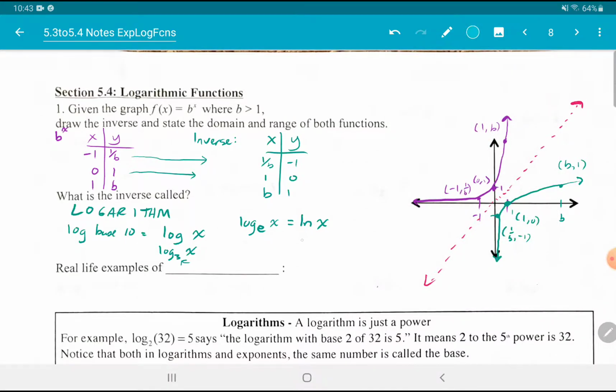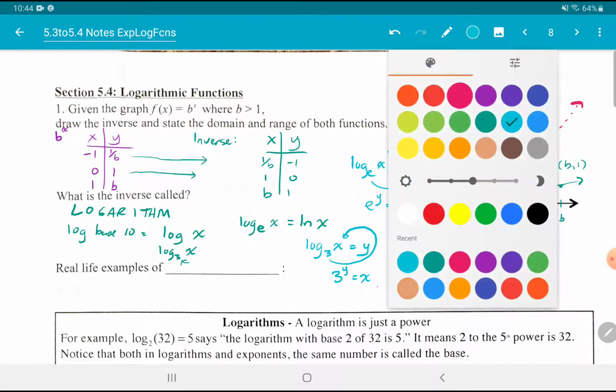Okay, so if I have an example of, let's say, log base 3 of x equals y, then using the loop trick, converting that into an exponential, we can say 3 to the power of y equals x. That's how you can rewrite it as an exponential. Similarly, if we had log base e of x equals y, then what we're now saying is e to the y equals x, like that.